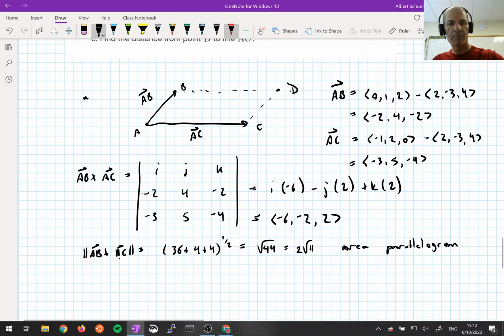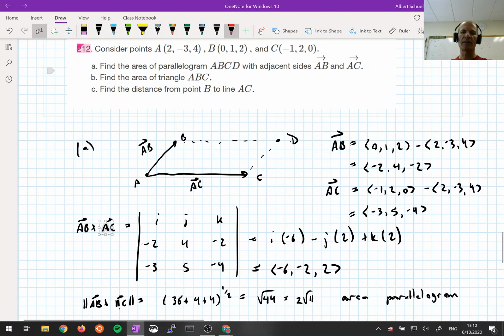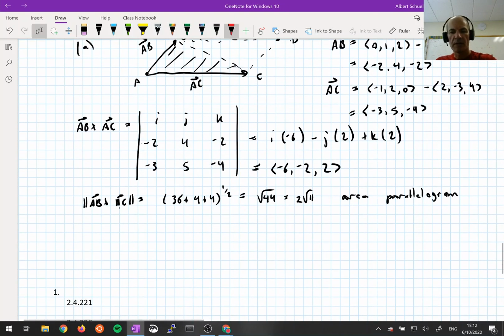Part A. What about part B? Part B says find the area of the triangle ABC. So that's this triangle right here. Well, what do you notice about the area of that triangle? It's half the area of the parallelogram. So the answer to part B is a pretty straightforward one. We'll take the area of the parallelogram and divide by 2.